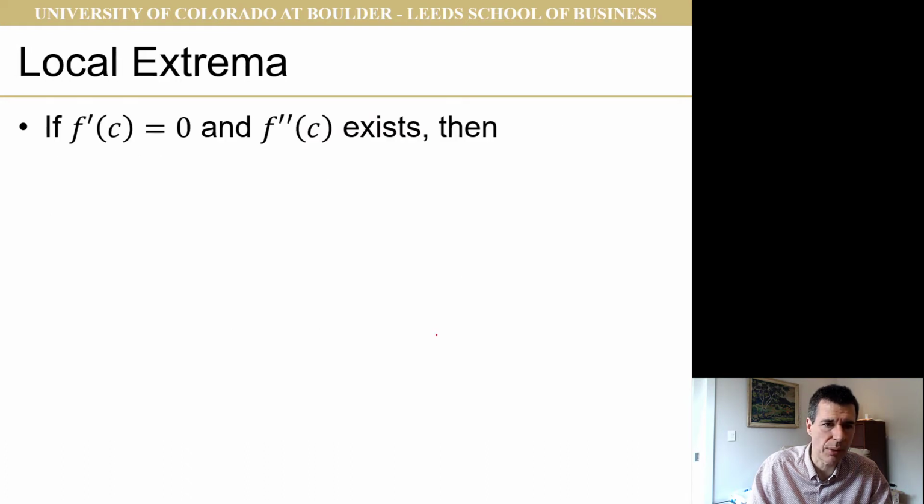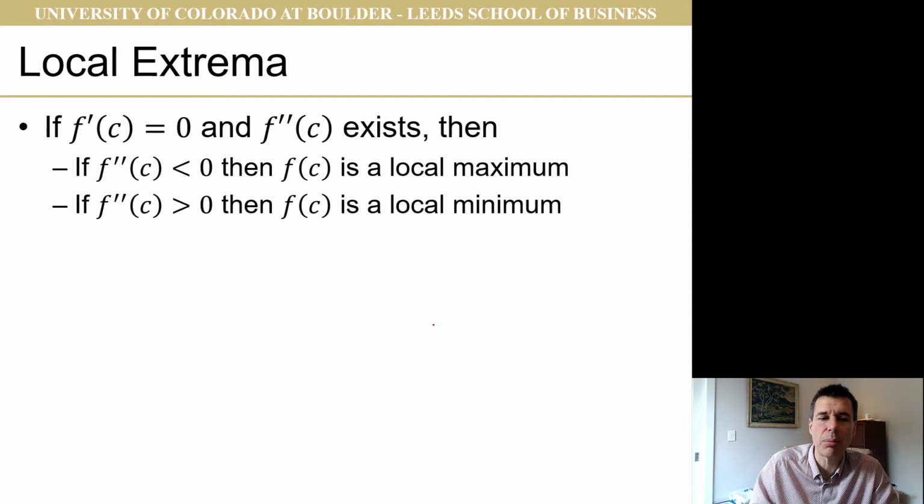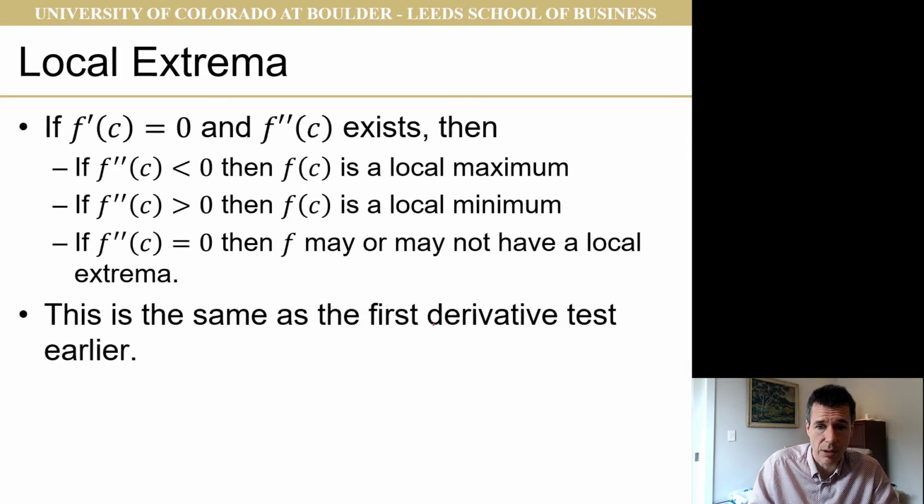Okay, so local extrema. Now we go back to that first derivative test we did before. If f prime of c equals 0, it's a critical number, and it's defined as well. So if f prime of c is 0, and f double prime of c exists, then if f double prime of c is less than 0, then f of c is a local max. And if f double prime of c is bigger than 0, then f of c is a local min. Okay, so this is a really nice test. One last piece, if f double prime of c equals 0, then it might or might not have a local extrema. Okay, so this is the same as the first derivative test, and it's pretty easy.